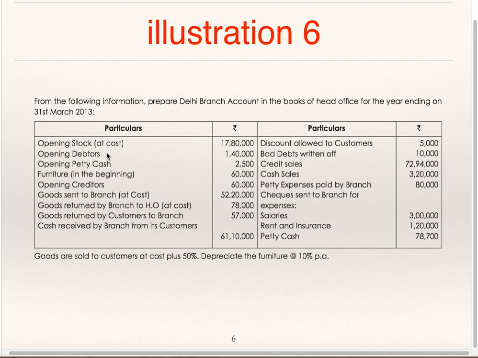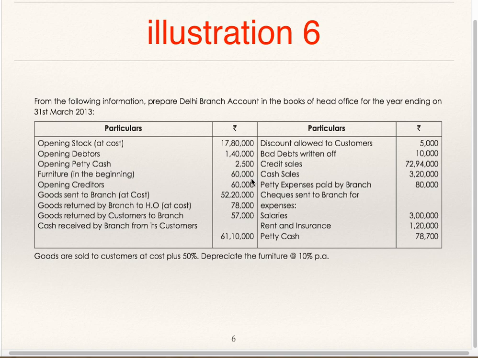If you see here, opening stock, opening debtors and opening petty cash are given, whereas closing stock, closing debtors and closing petty cash are not given. You are supposed to prepare the memorandum branch stock account, memorandum branch debtors account and memorandum branch petty cash account as your working note. Opening furniture is 60,000, depreciation is 10%, so closing furniture will be 60,000 minus 6,000, which is 57,000. Opening creditors are 60,000. No other information about creditors is given, so we'll assume that opening creditors and closing creditors are one and the same.